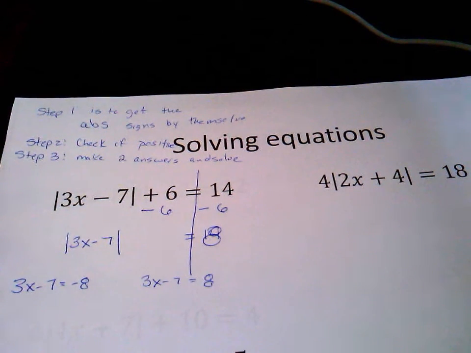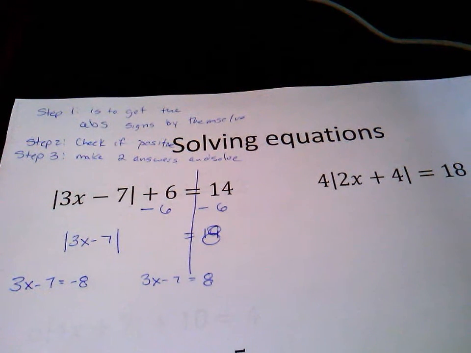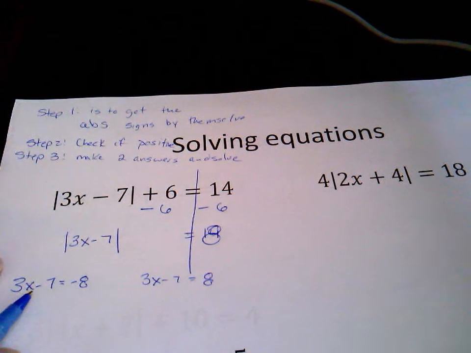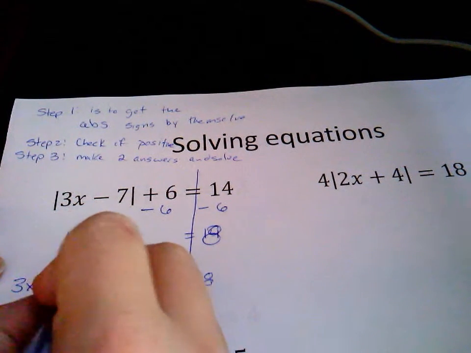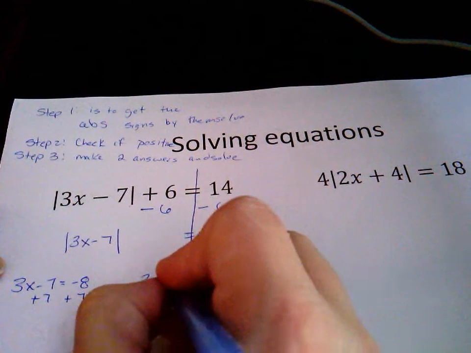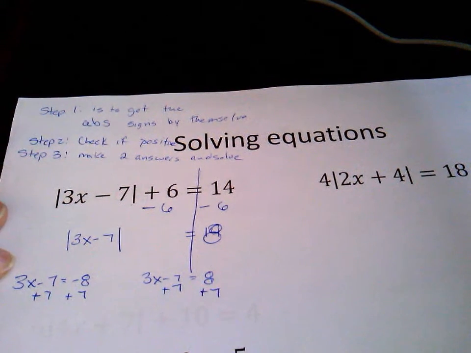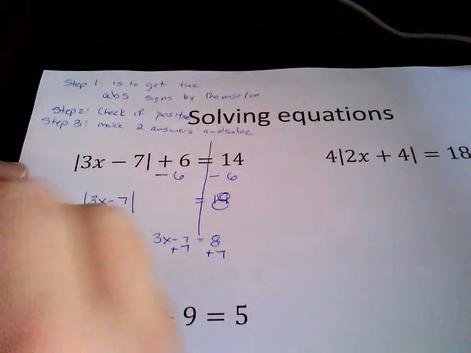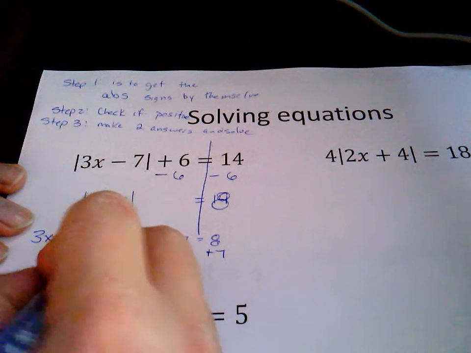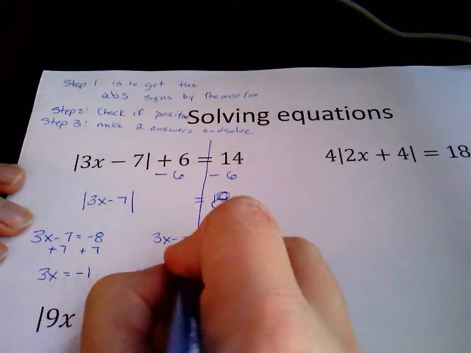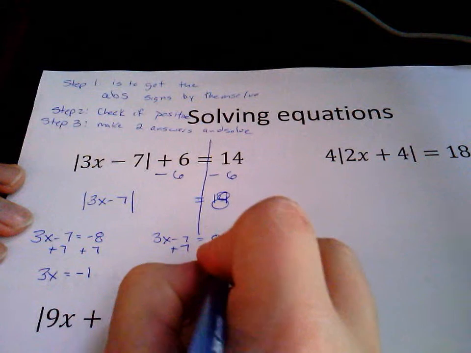Both -8 and +8, when we take the absolute value of it, will turn out to be the correct solution. So in this case, we're going to get rid of this -7 first. I'm going to do this on both equations at the same time, because you're going to do it later, and we might as well do it all at once. So we're solving these just like normal.